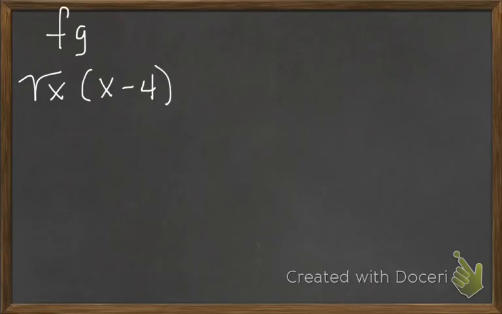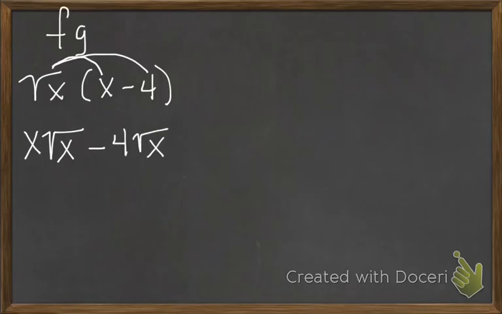Alright, f times g. So we're going to have square root of x times x minus 4. So we can actually multiply this out. Square root of x times x, you got to keep the x on the outside, and you'll just squish those two terms together. So that's written as x square root of x. And then square root of x times -4 will be written minus 4 square root of x. Again, you're just multiplying and you're combining like terms. Do we have any like terms here?